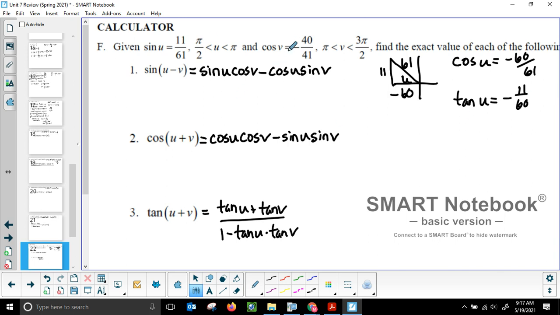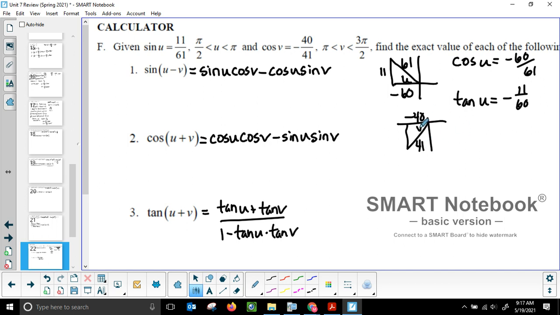Okay, now I need to do the same thing with v. It tells me that v is between pi and 3 pi over 2, which means I am in the third quadrant. Cosine, of course, is adjacent, and this is negative since we're going to the left, over hypotenuse.